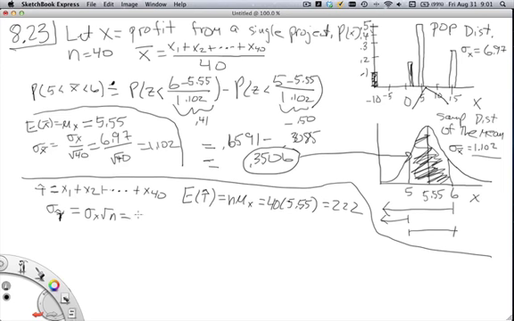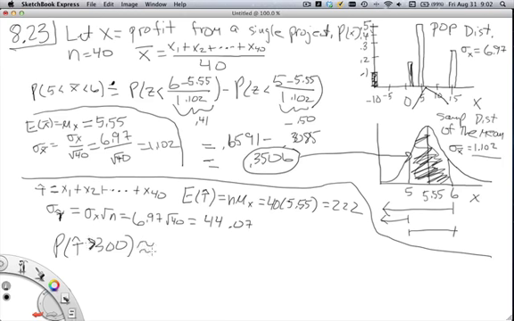So sigma sub x we found to be 6.97 times the square root of 40. So the standard deviation is 44.07. Now we could use this to answer various questions like what's the probability we have a really good quarter? Where a really good quarter is one where we make more than 300 million. So what's the probability that T-hat is greater than 300? It's a greater than right there.